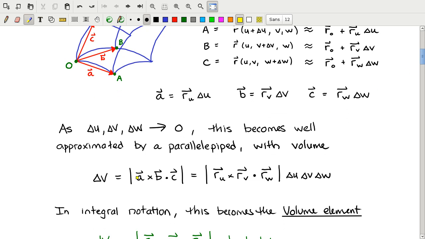is equal to the magnitude of the scalar triple product of those three vectors, which in this case gives us r sub u cross r sub v dot r sub w times the three scalars delta u, delta v, delta w.